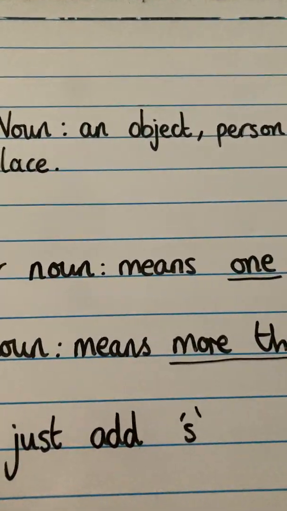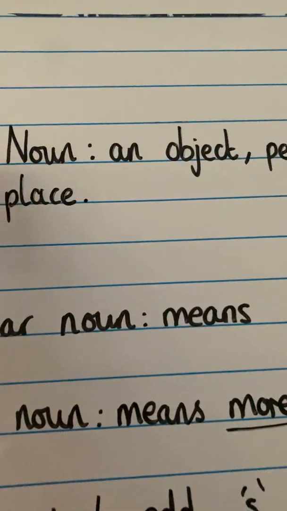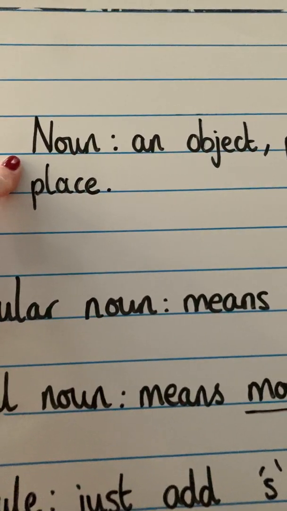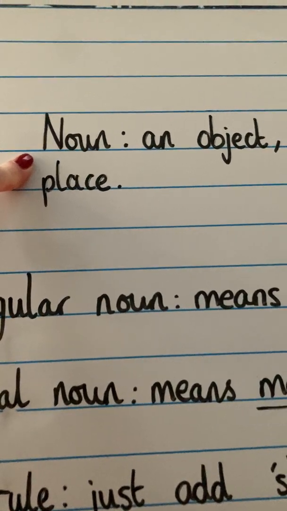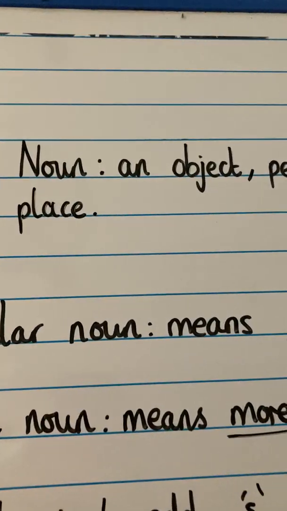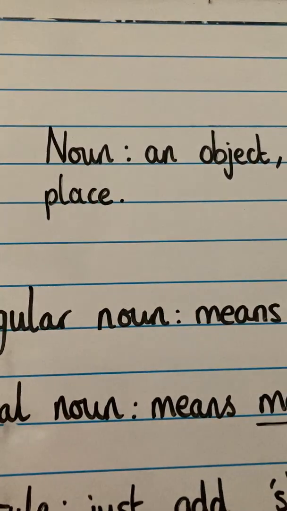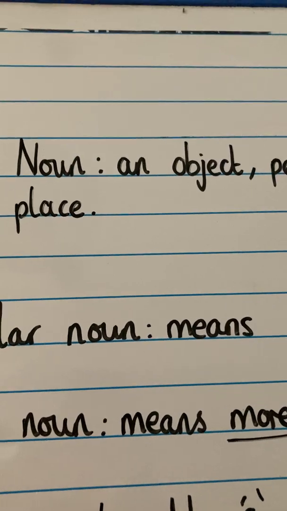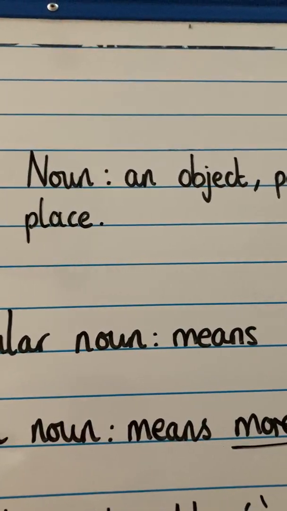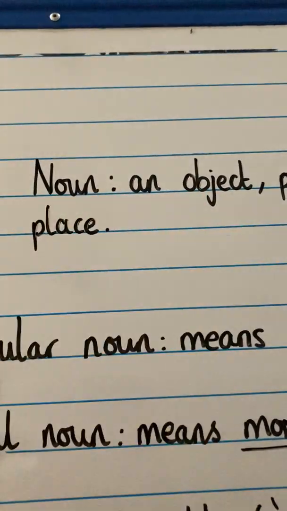Now at the top of my board it says noun. Now this is just recapping what a noun is. So a noun is an object, a person or a place. So for example, the country Australia is a noun. If you have a cat, that is a noun. If you have a table, that is a noun because that's an object.